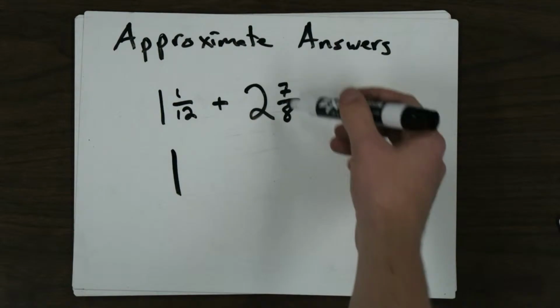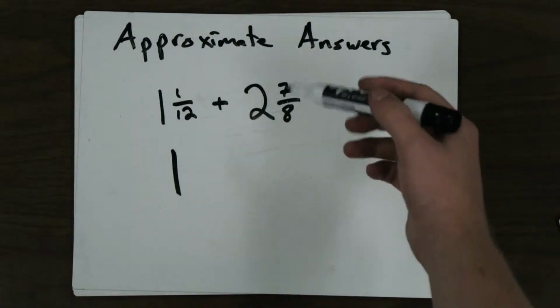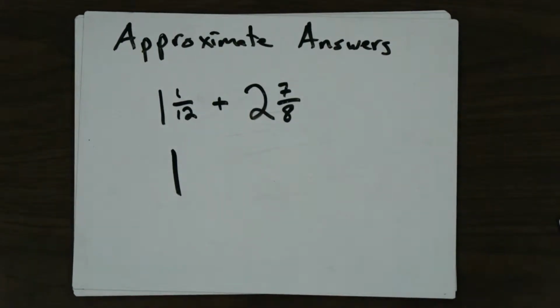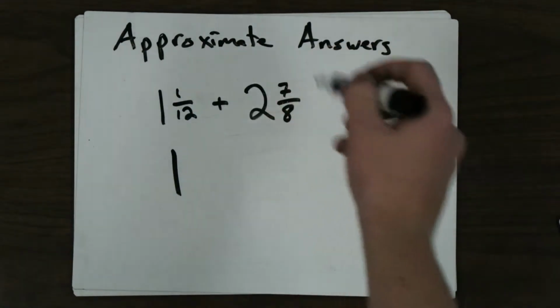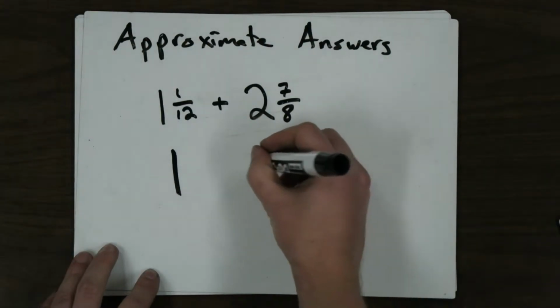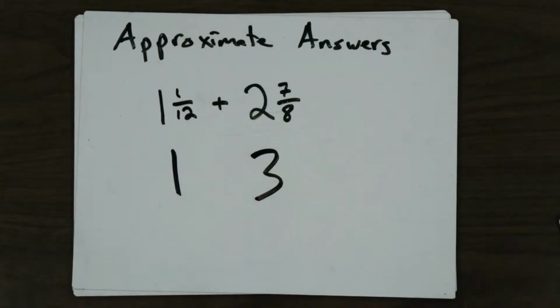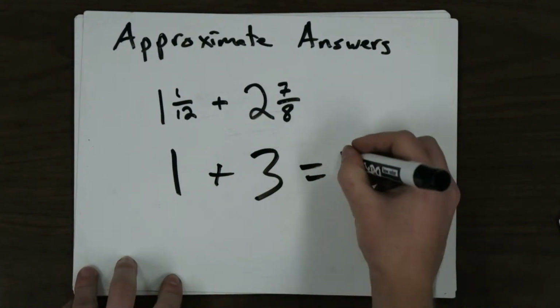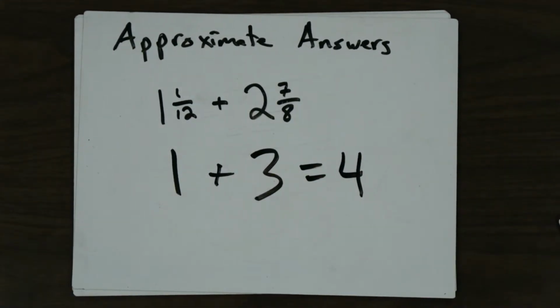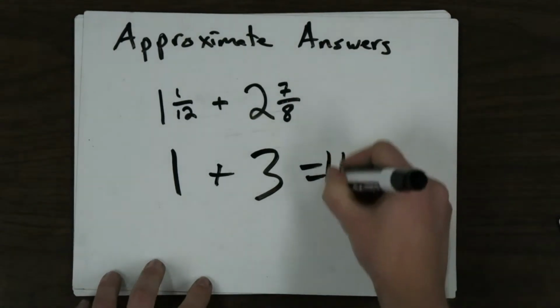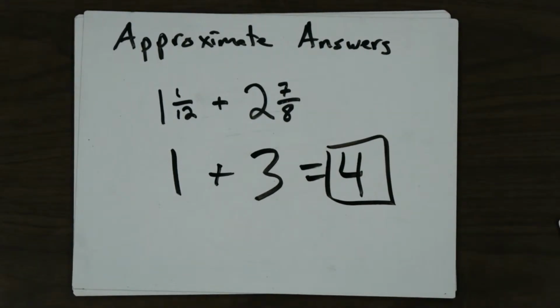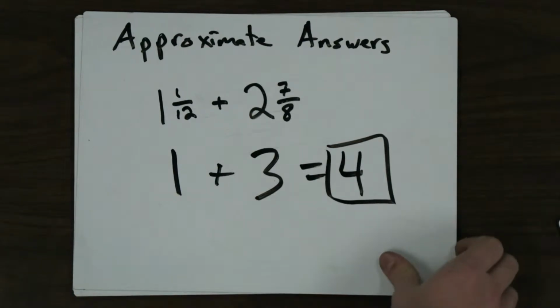Now I also see 2 7/8. Well, 7/8 by itself is pretty close to 8/8, which is the same thing as 1 whole. So I can round 2 7/8 up to just the number 3, because I'm only 1/8 away from that. And if I add 1 plus 3, I get an approximate answer of 4. And that is much easier than doing all the steps like this. And we can still get close to the right answer, which is our approximate answer.